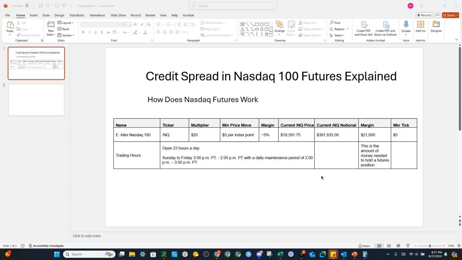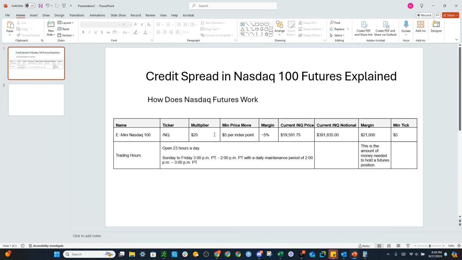Now, this is how the futures work. The name of that future is E-mini Nasdaq 100. It's obviously a CME product, the Chicago Mercantile Exchange product. The ticker is /NQ. Then there is a mini version of this, which is called /MNQ. But we're not discussing that right now. We're discussing the main contract, which is the /NQ contract.